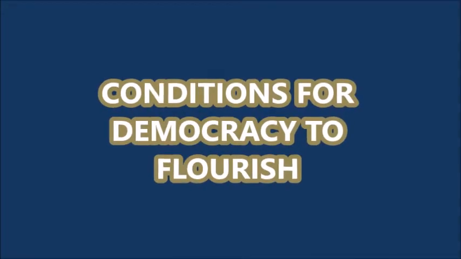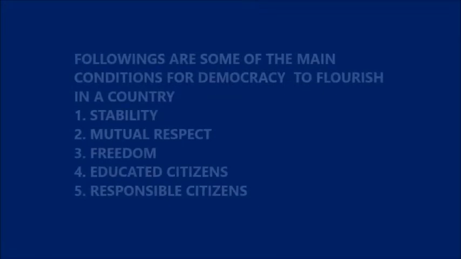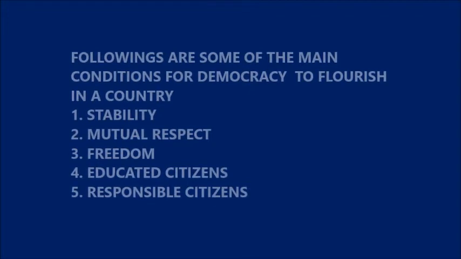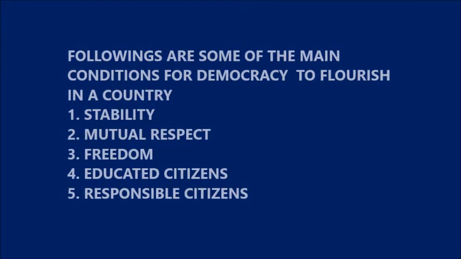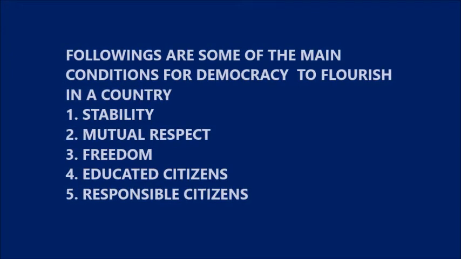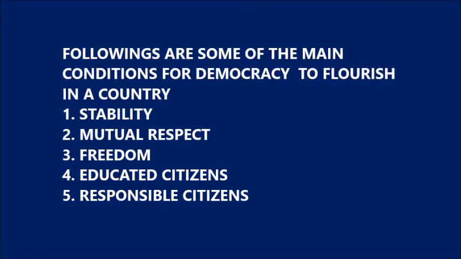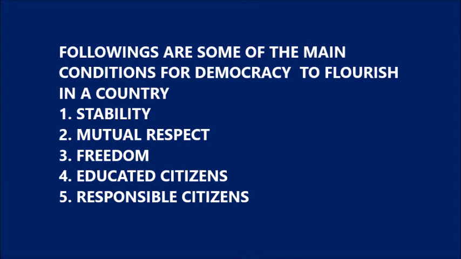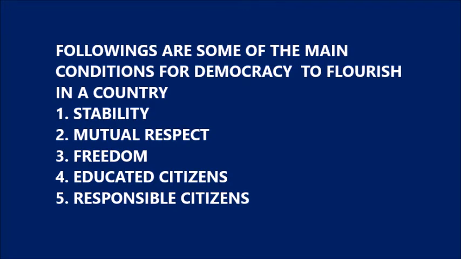What are the conditions for democracy to flourish? Following are some of the main conditions for democracy to flourish in a country: stability, mutual respect, freedom, educated citizens, and responsible citizens. The country should be free from deep and bitter division, ethnic, racial, religious, or other ones. People should respect others' beliefs and attitudes. The country should be as free as possible from deep economic differences.